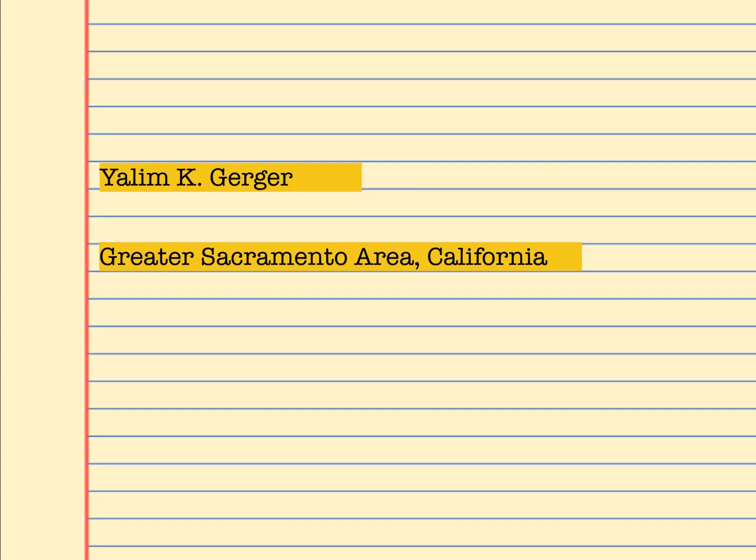So my name is Yolam Gerger. I live in the greater Sacramento area, a small town called El Dorado Hills. I'm originally from Turkey. I've been working on Oracle longer than I like to admit, more than 17 years now. And I'm back home, back in Turkey. I'm one of the founders of the Turkey Oracle User Group. I speak in European conferences. Now I also talk a lot in the regional conferences in the U.S.